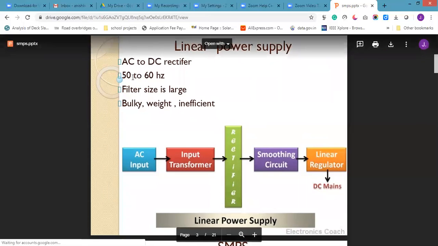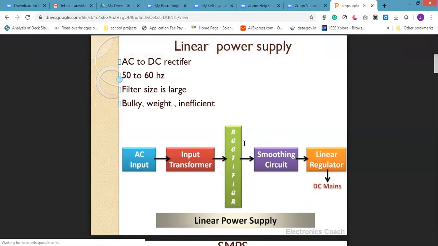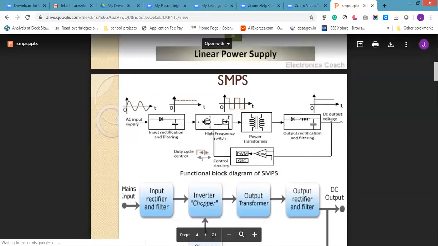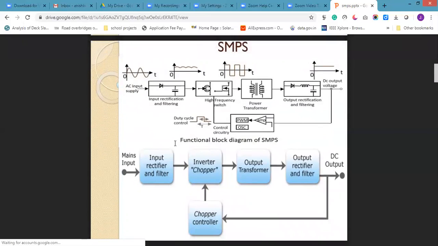Here the AC to DC rectifier is used. It is operated in 50 to 60 hertz. Here the filter size is very large. The size of the circuit is big and weight is very large and it has less efficiency. So the linear power supply has less efficiency, more weight, large size, and large filter size. Due to these disadvantages, we are moving to the switch mode power supply.